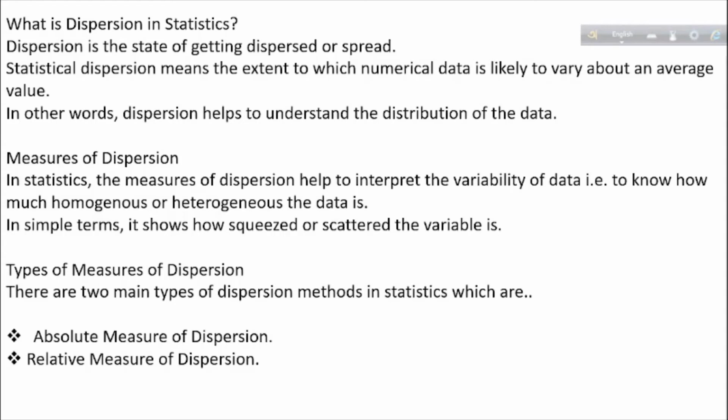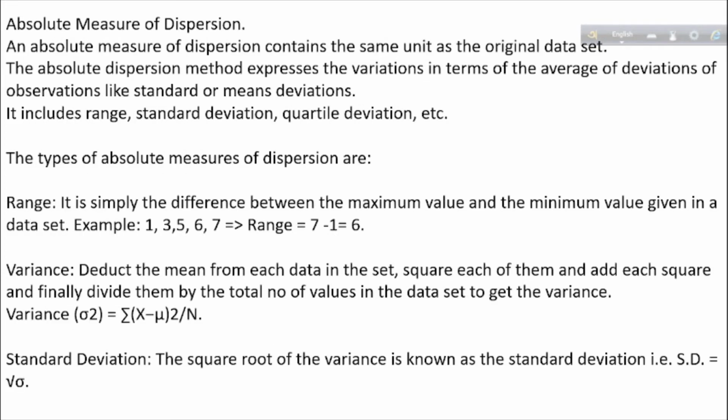Types of measures of dispersion. There are two main types of dispersion methods in statistics: absolute measure of dispersion and relative measure of dispersion. An absolute measure of dispersion contains the same unit as the original dataset. The absolute dispersion method expresses the variations in terms of the average of deviations of observations, like standard or mean deviations. It includes range, standard deviation, quartile deviation, etc.